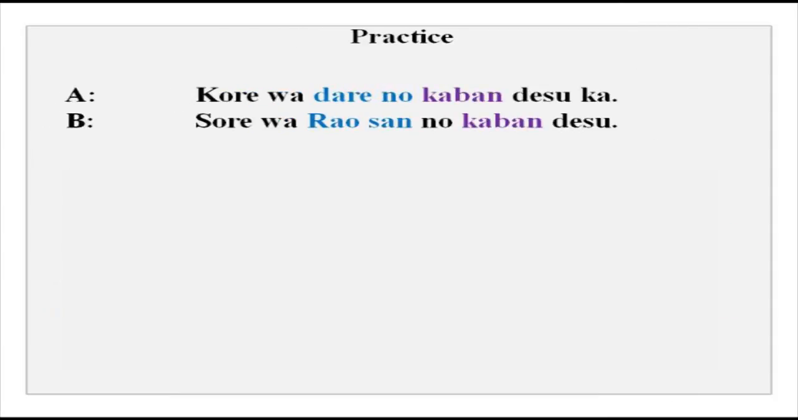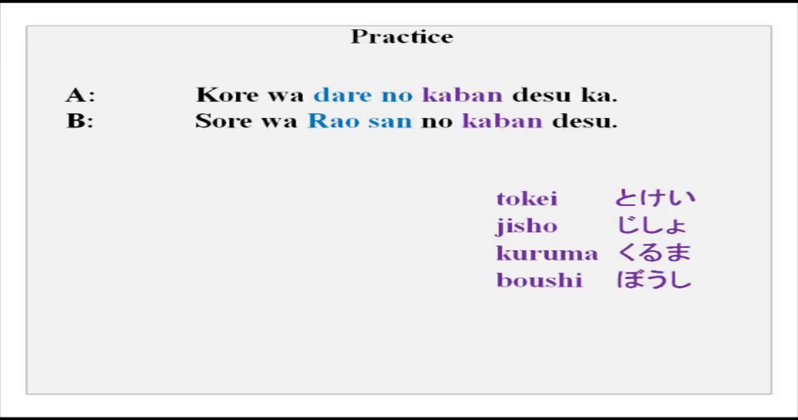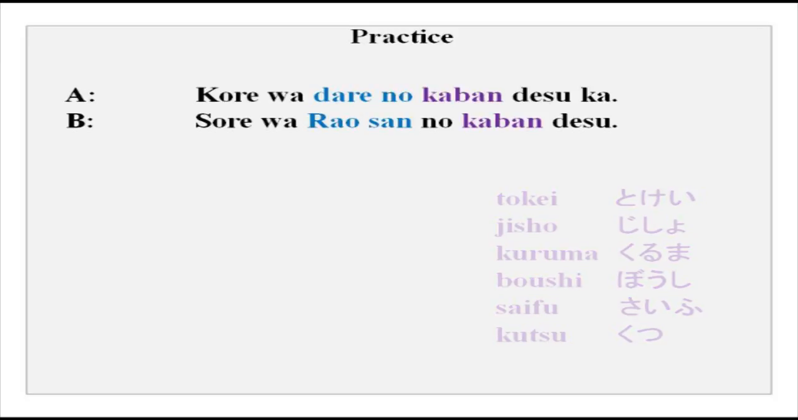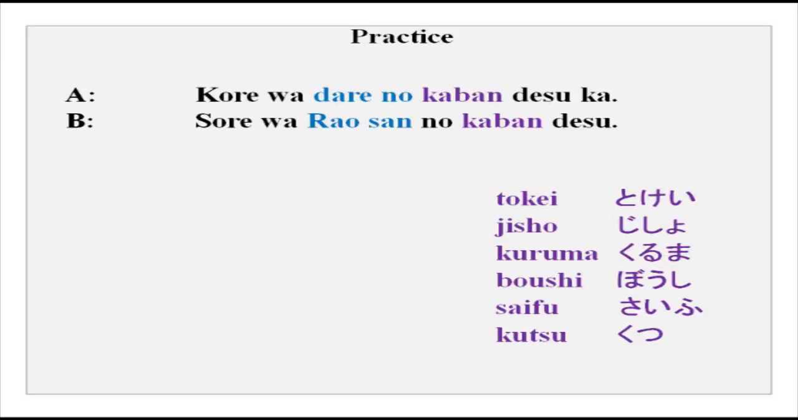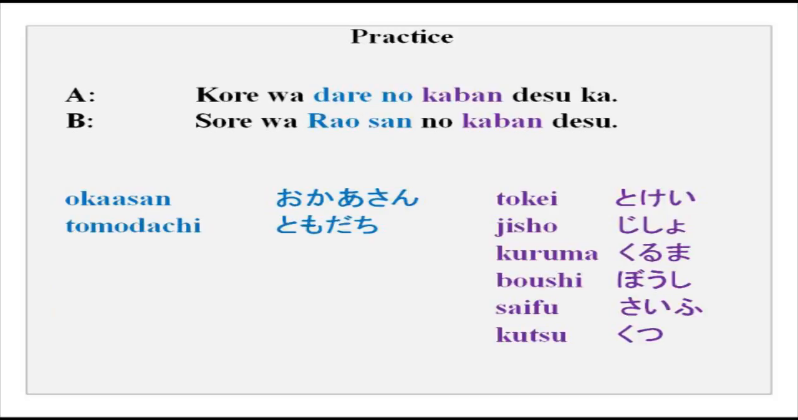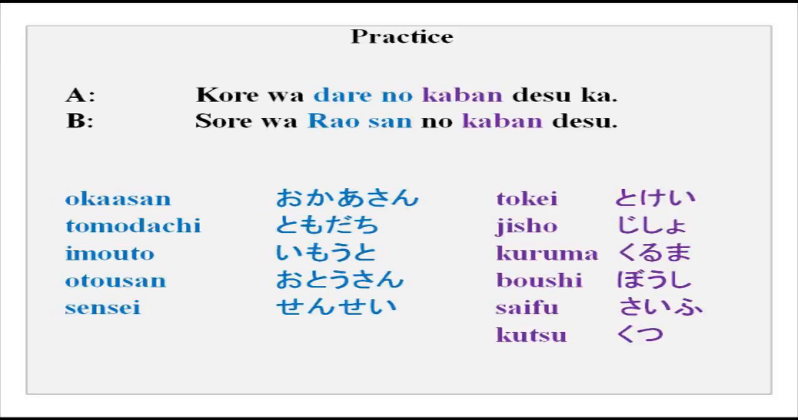Now kore wa dare no kaban desu ka? We have done kore wa dare no kaban desu ka? Sore wa Rao san no kaban desu. Now what are we to do over here? We can replace kaban with tokei, as we did in the previous one, jisho, kuruma, boshi, saifu, kutsu. This kaban over here can be replaced with this. As I told you earlier, kore wa Rao-san no kaban desu ka? Kore wa Oka-san no kaban desu ka? Kore wa tomodachi no kaban desu ka? We can replace Rao-san also with other vocabulary that we have done.